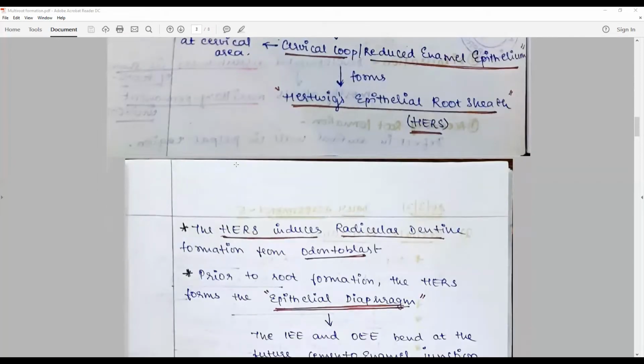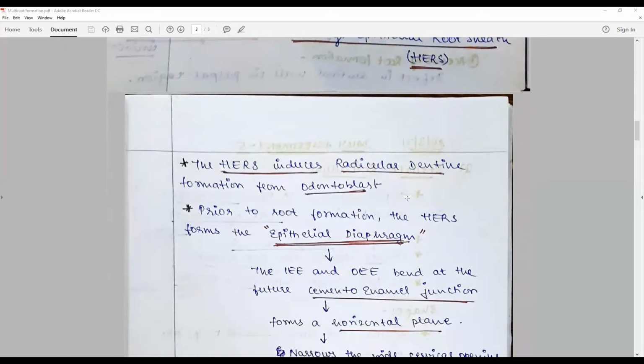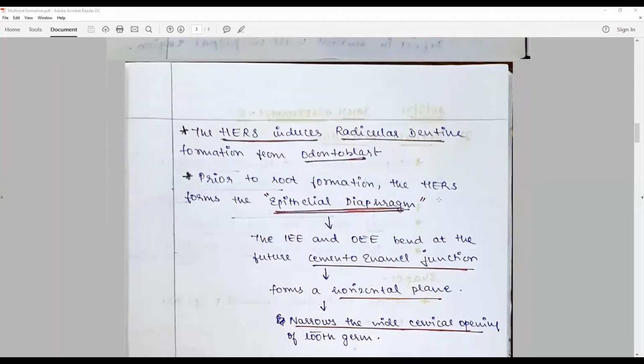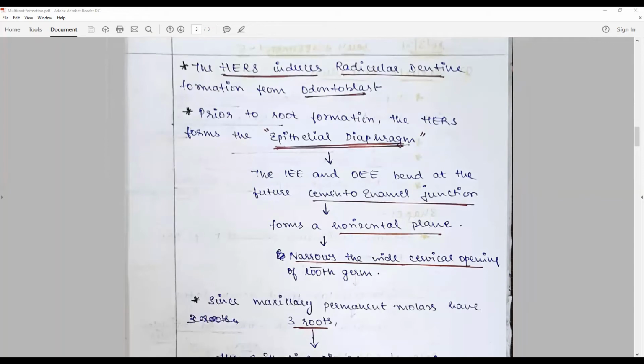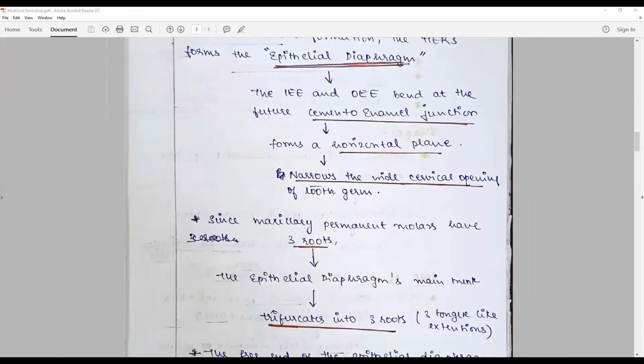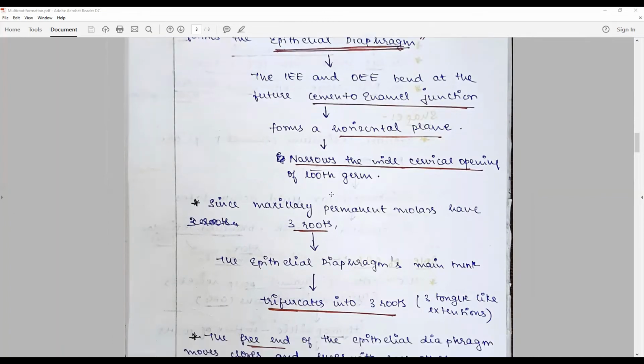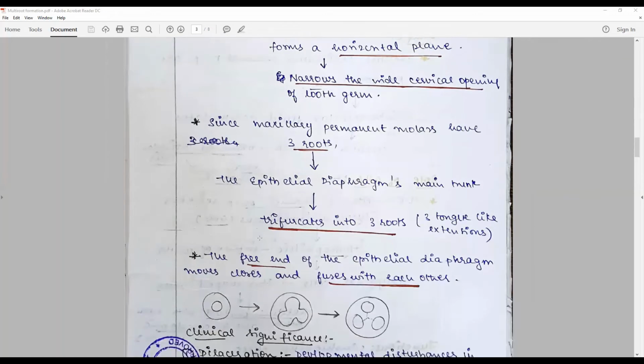Prior to the root formation, the HERS forms what we call a bend, called the epithelial diaphragm, at the future cemento-enamel junction, forming a horizontal plane that narrows the wide cervical opening of a tooth germ, determining the shape of the root. At this point of time, the epithelial diaphragm trifurcates or produces tongue-like extensions. If it is a two-rooted tooth, it bifurcates, and the extensions close and fuse with each other to form the number of roots.